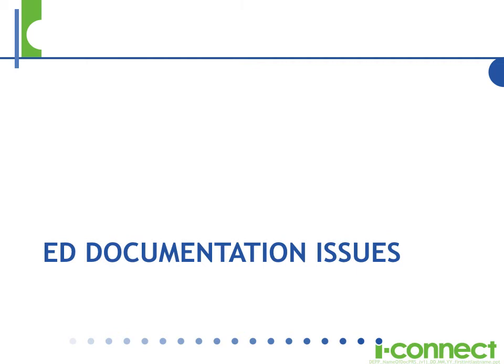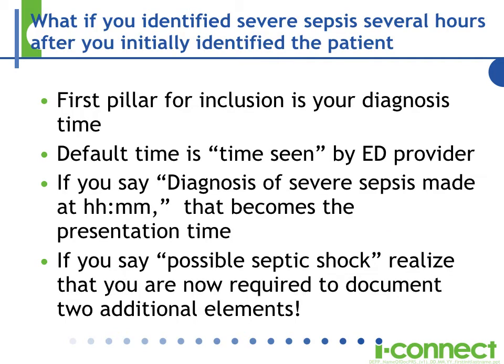So first and foremost, you know that the presentation time has to be based on the time that you, as the provider, say that the patient has severe sepsis or pneumonia or a septic shock or urinary tract infection. Now, if the time for your diagnosis is not specified exactly, then the chart abstractors will take the time that the patient was seen by you as the time that the diagnosis was made.